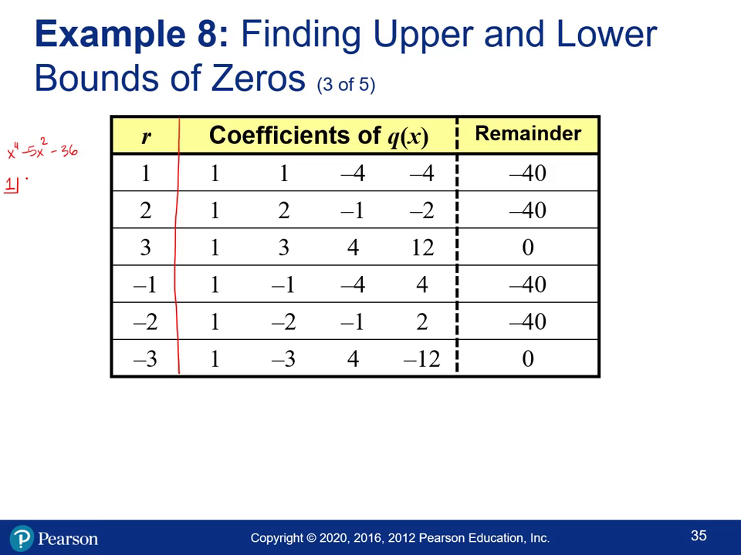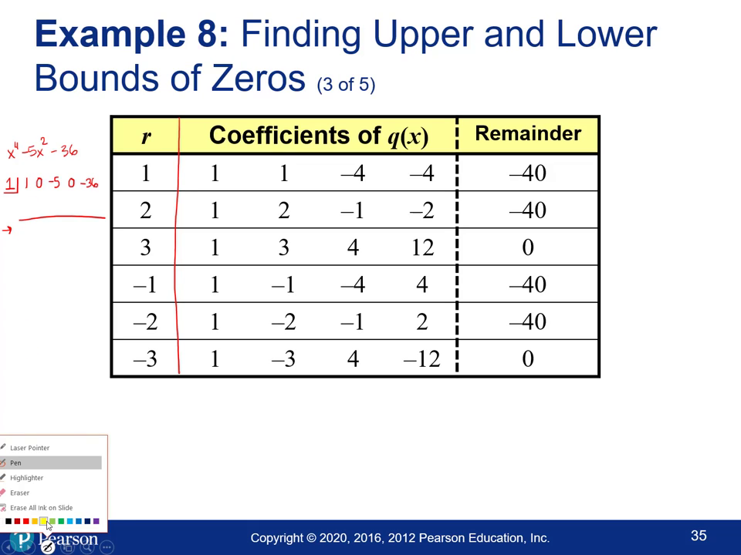So we write 1, x to the 4th, 0, x cubed, negative 5, x squared, 0x, and negative 36. You want to put zeros as placeholders if you have any missing terms. And then what we're interested in is this third row down here. Okay, so let's go through the synthetic division on this one real quick to remind you how this goes.